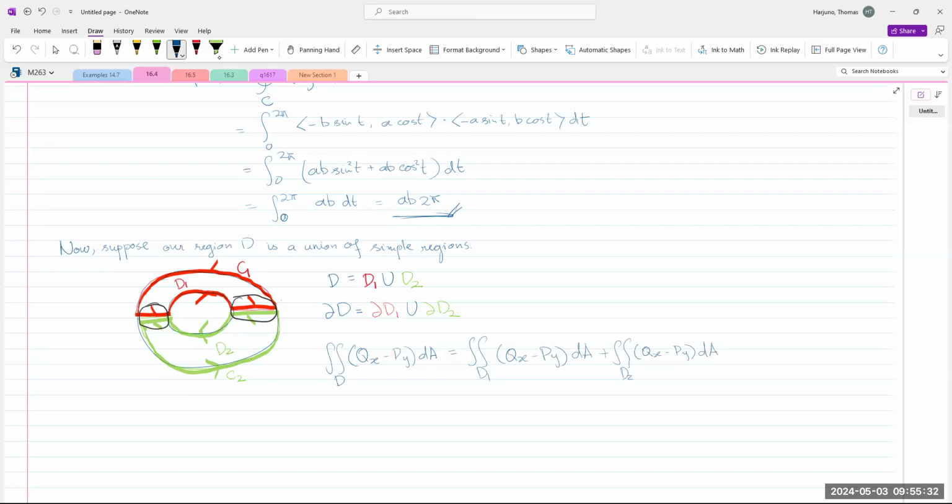But for each of them, because you have a closed curve enveloping that region D1 and D2, we can write this double integral over D1 as the integral over closed curve C1 of f dot dr plus the integral over closed curve C2 of f dot dr.